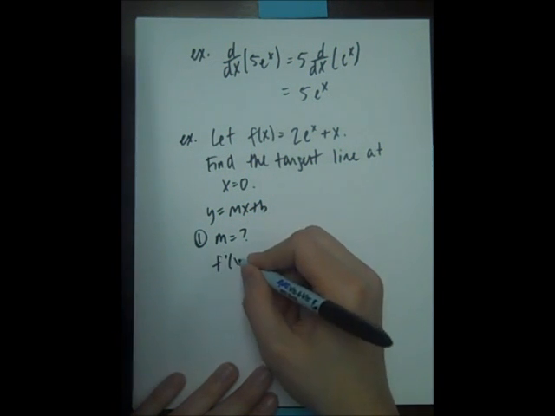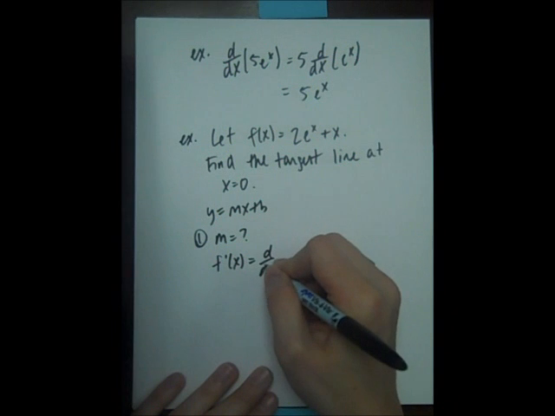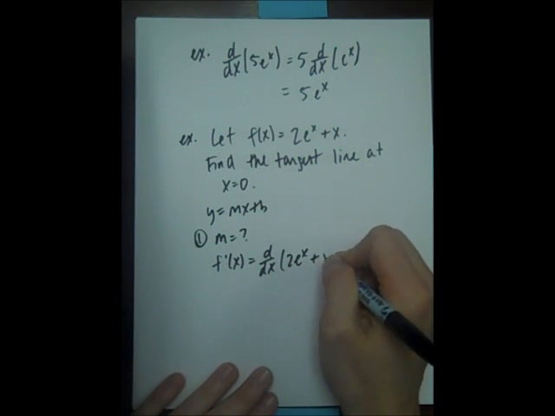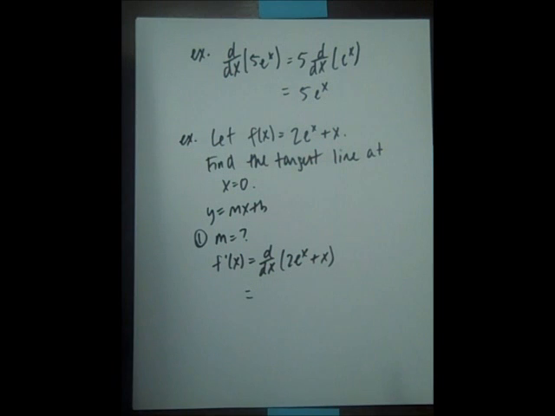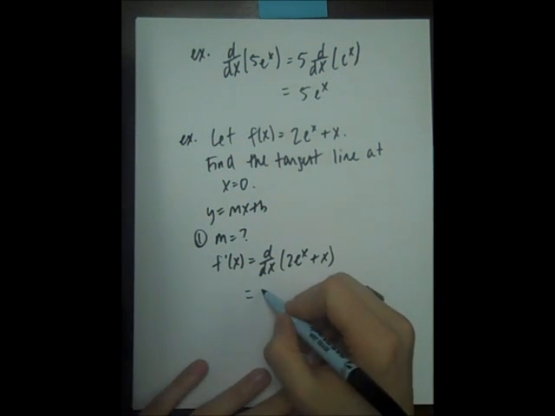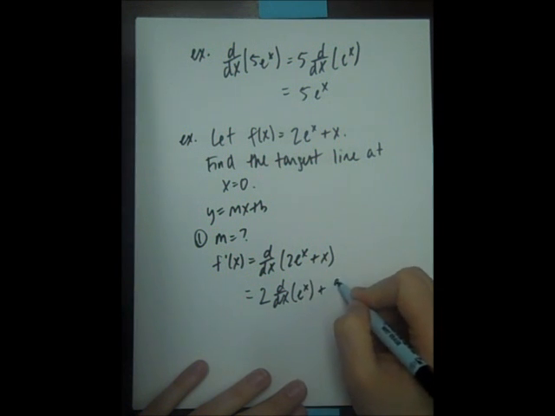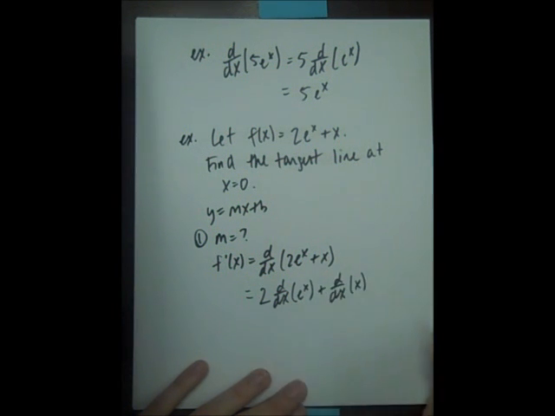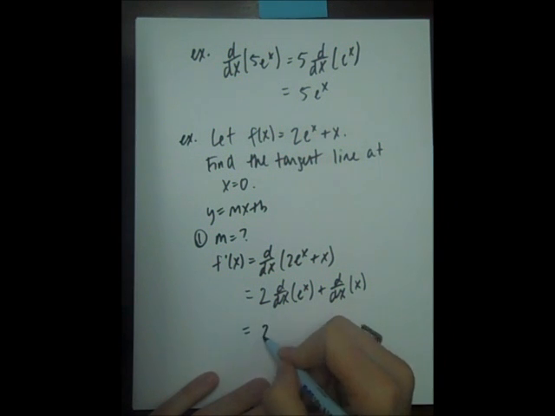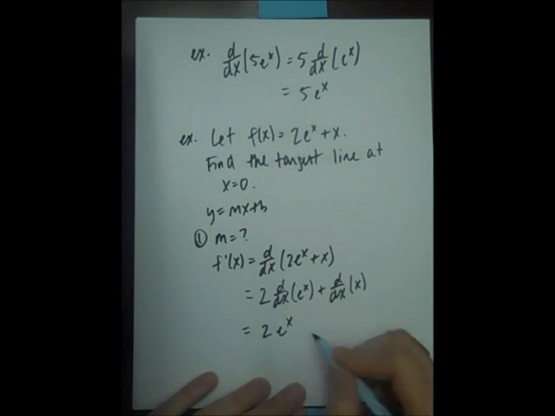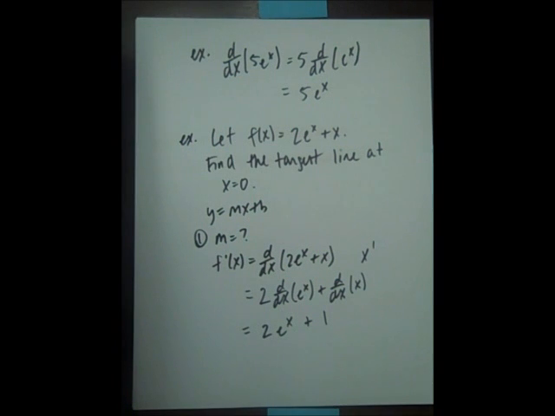To find m, I need f prime of x. That is, let's find the derivative of 2 e to the x plus x. Now nowhere in the problem did it say I need to use the limit definition, so I'm not going to worry about the limit definition. I'm just going to use the rules that we've developed. So this says 2 times the derivative of e to the x plus the derivative of x. So I broke it up, brought out my constants. Derivative of e to the x is just 2 e to the x here. The derivative of x, remember x is x to the 1, so I just get 1 there.